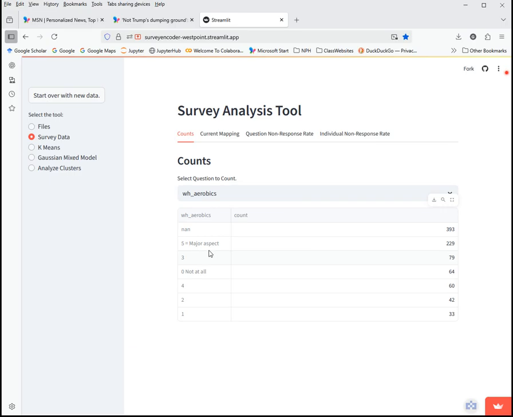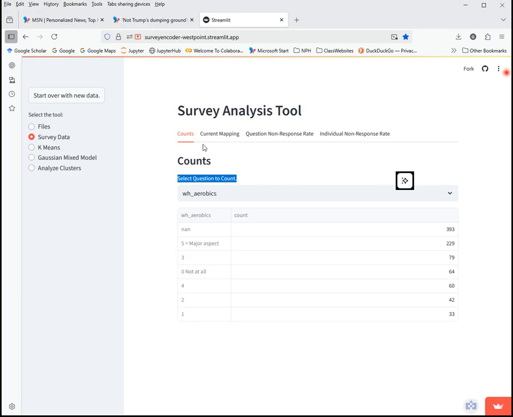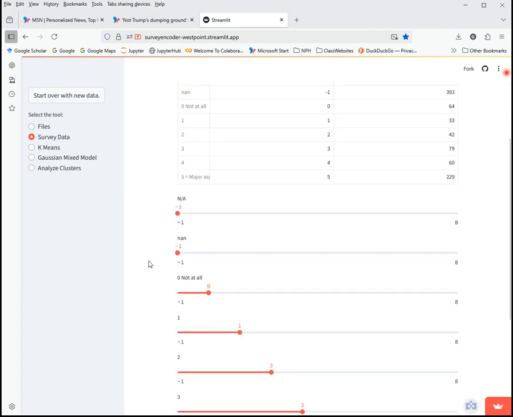I had 229 folks say that 5, this particular question was a major aspect, or whatever this question asked was a major aspect, and so on and so forth. You can do that with every single question. I will just roll through and see. There's a lot of questions in this thing, but you can do that and see what the counts are. The next one is the mapping. So you can just make sure that it's mapped according to what you want it to be mapped to.